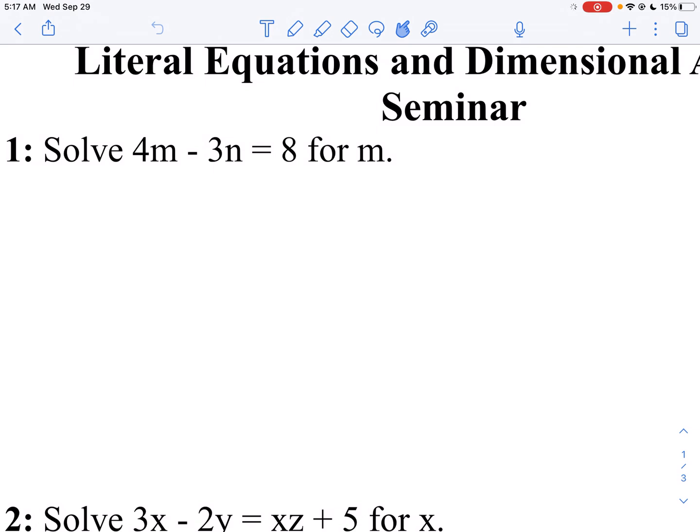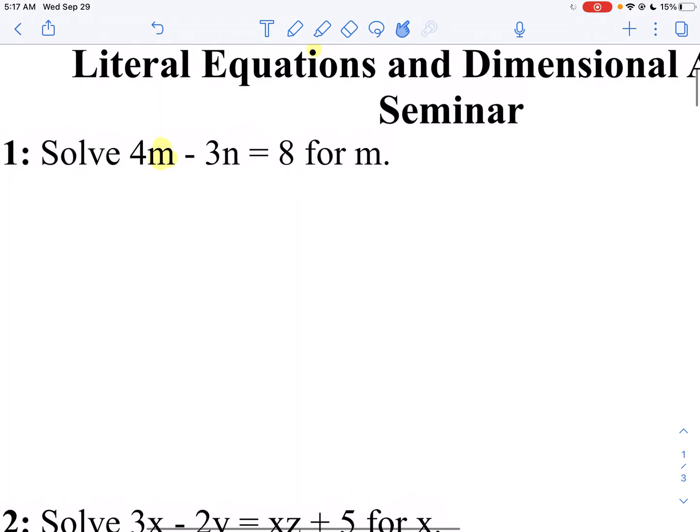If we take a look at example 1 here, I want you to solve for m. So I want you to get m by itself. What I suggest is highlight that m. Don't move the m. That's the one we're going to leave alone. Now we're going to use inverse operations, so we're not doing anything new. The only difference is we don't have any numbers to combine. So undo addition and subtraction first.